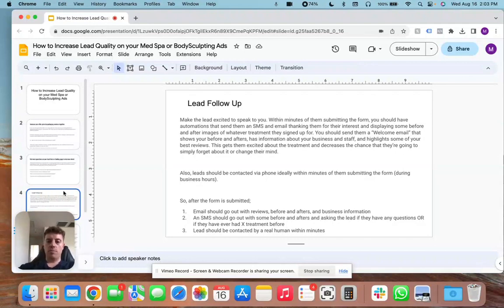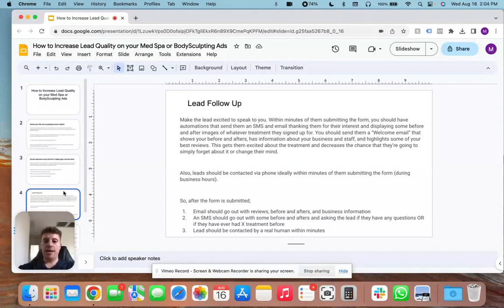So what we recommend is an email and a text message should go out within a minute or two of them becoming a lead. And again, this is highlighting the benefits of why they should come to your business versus your competitor. So again, highlighting some of your testimonials, your reviews, and before and afters, just getting them comfortable, especially in the med spa or medical space. Comfort is a huge part of this. So you want to make them comfortable by showcasing that you're a legitimate business.